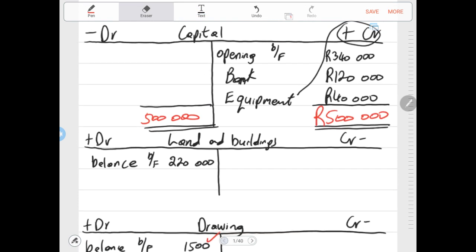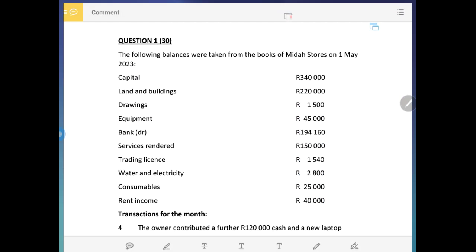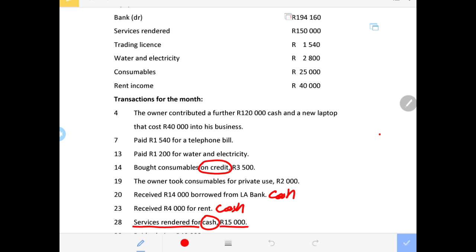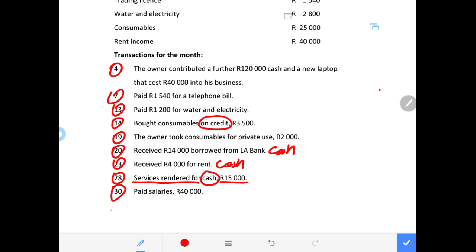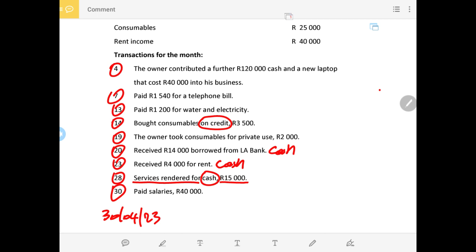In our case, our transaction dates were different. We had the 4th of May, then the 7th, 13th, 14th, 19th, 20th, 23rd, 28th, and the last one was on the 30th. So these are the dates I'm referring to. It will be 30, 04, 23 or 2023, however you write it. So that's all that we need in terms of the dates.